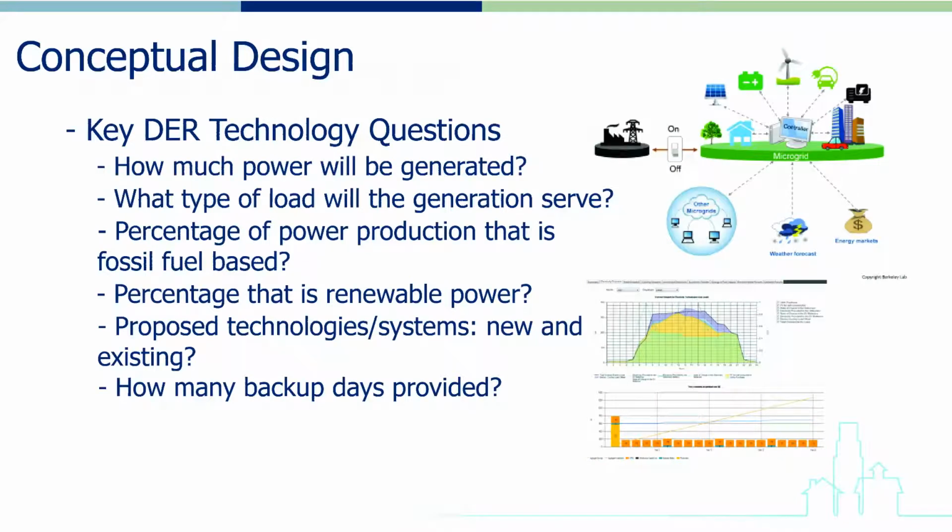Key distributed energy resource technology questions that need to be addressed in this part of the microgrid development plan include: How much power will be generated by the microgrid? What type of load will the generation serve? What percentage of power production is fossil fuel based and what percentage is renewable? What are the proposed technologies and systems? And how many of them are new, and how many are already existing? And how many backup days will the entire system serve?